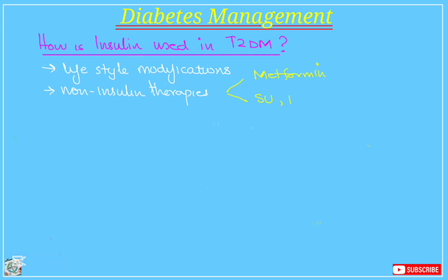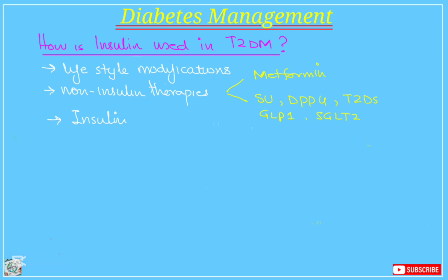These medications include metformin, sulfonylureas, DPP-4 inhibitors, thiazolidinediones, GLP-1 receptor agonists, and SGLT2 inhibitors. However, due to the progressive nature of type 2 diabetes, many patients will eventually require insulin to achieve glycemic control. Current treatment guidelines suggest a stepwise approach to insulin therapy.